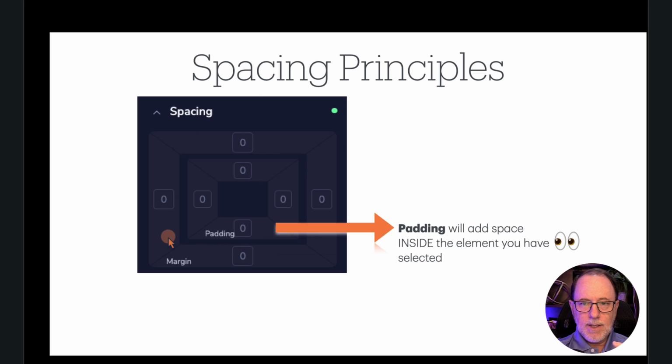On the spacing area, on the right-hand side on the style bar, we have padding. Padding will add space inside the element you have selected. I'm going to show you how this works. Padding's going to add space inside the constraints of the element that you currently have selected. So it could be a container, it could be a text element, it could be a button, it could be an image. You can put space inside of an image, which doesn't make sense, but I'm going to show you what that does.